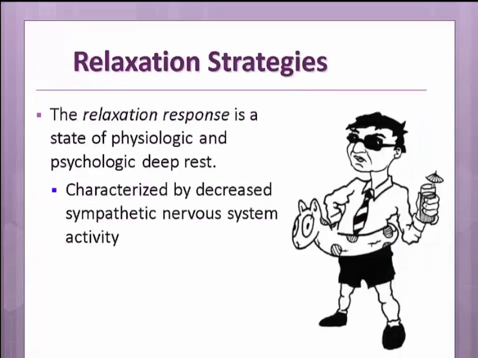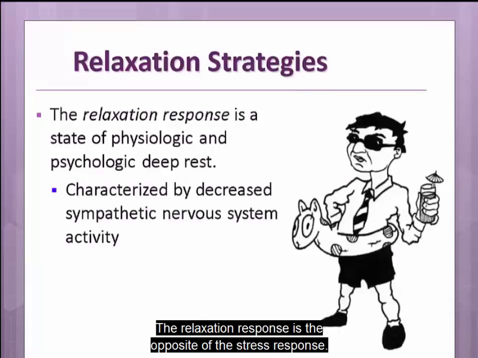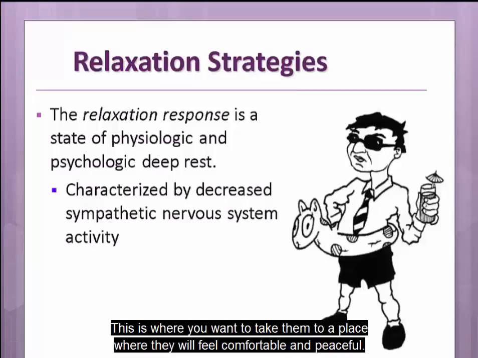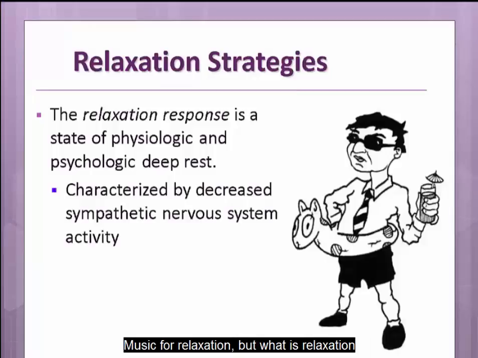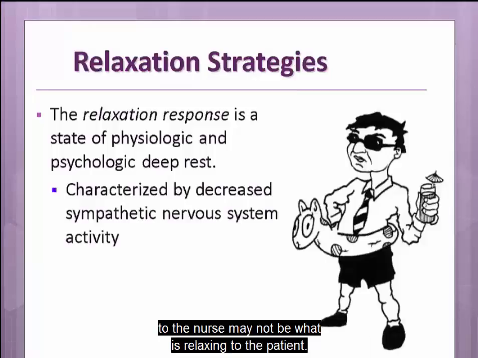Relaxation strategies. The relaxation response is the opposite of the stress response. The decrease in the sympathetic nervous system activity leads to decreased heart and respiratory rates, decreased blood pressure, decreased muscle tension, decreased brain activity, and increased skin temperature. The relaxation response can be elicited through a variety of relaxation strategies, such as relaxation breathing. Remember, this is the easiest to teach. Meditation. Imagery is good, but it does take time to teach a patient imagery. This is where you want to take them to a place where they will feel comfortable and peaceful. Music for relaxation. But what is relaxation to the nurse may not be what is relaxing to the patient.